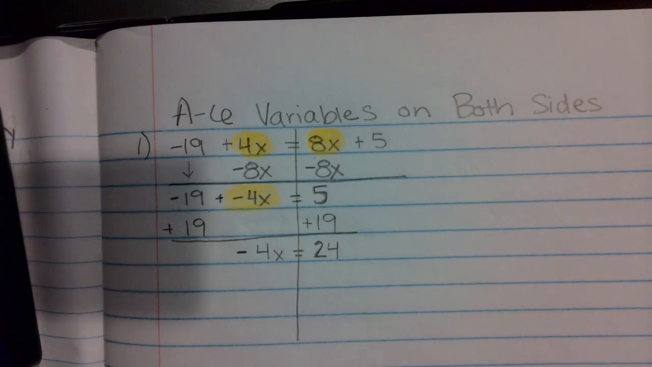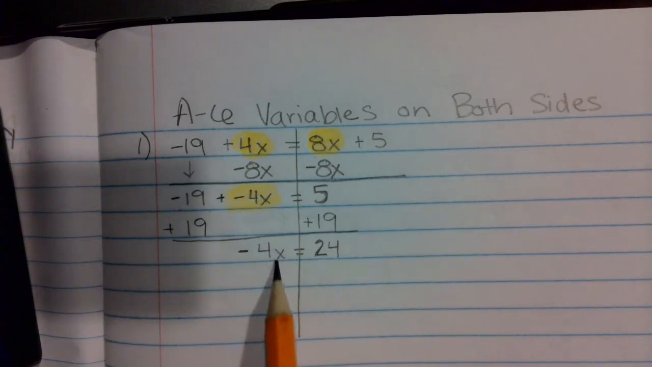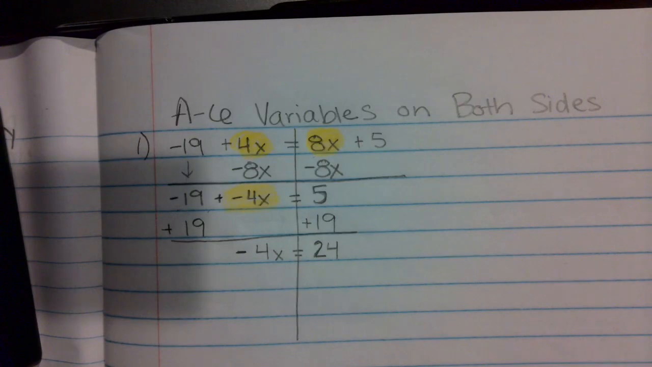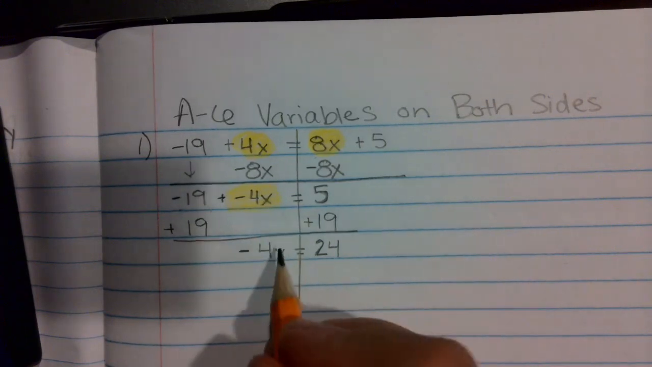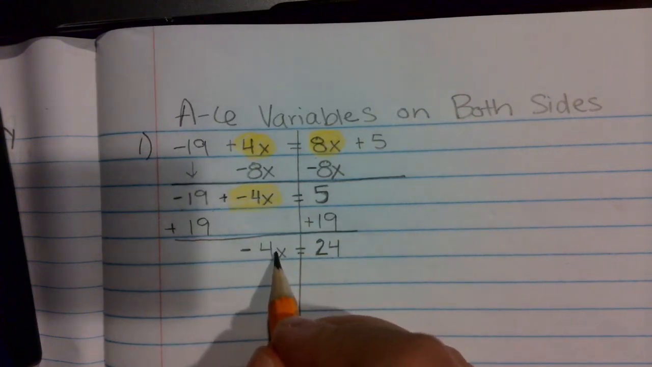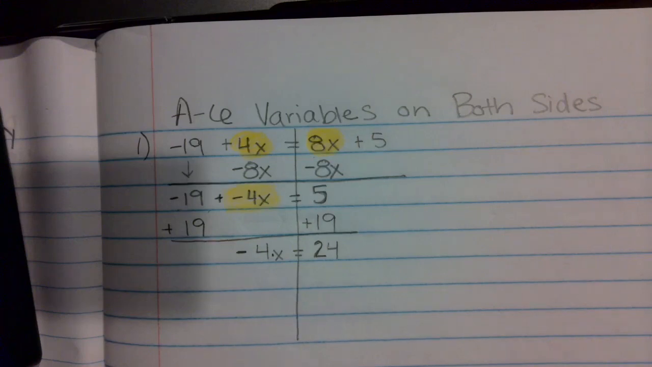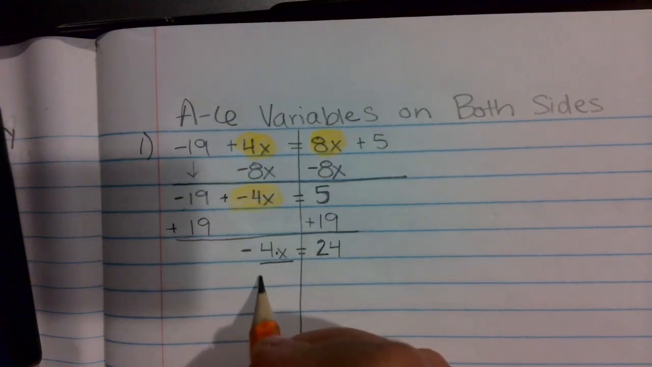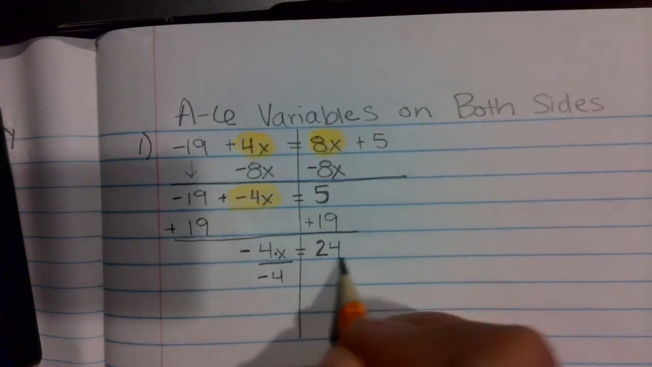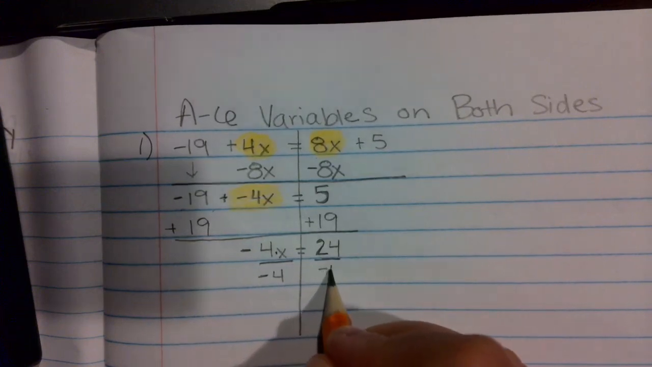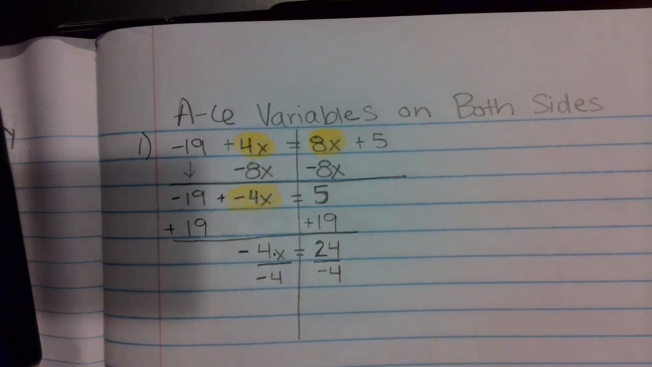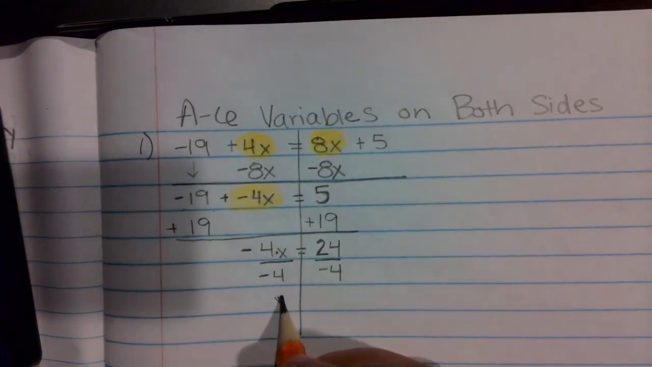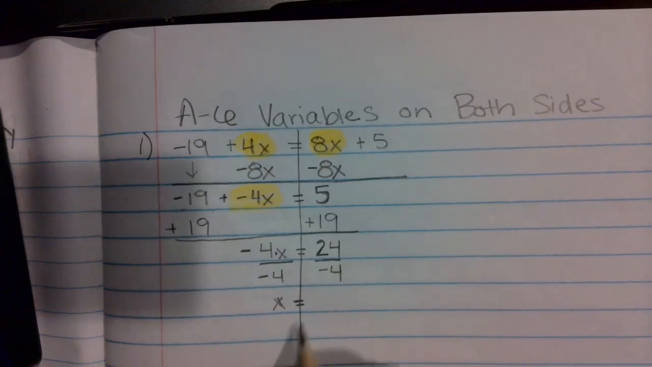Okay, and our goal is to get x all by itself, so with that x, I see that negative 4. Remember that when they're touching, that means multiply. So again, if you sneak that little multiply sign in there, you can. So to undo multiply, we divide. So I'm going to divide both sides by negative 4. And we get x equals negative 6.